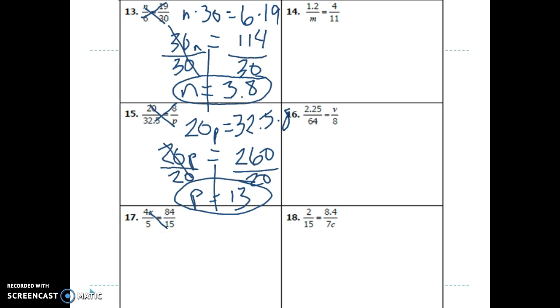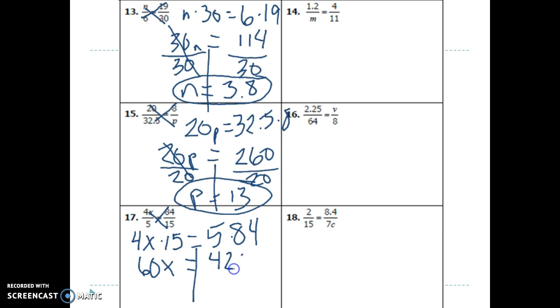17. Well, this time we don't just have x by itself. We have 4x times 15. And our other cross product is going to be equals 5 times 84. So there's not just x, that's okay. Those numbers are on the same side of the equal sign. So let's multiply. 4 times 15 is 60x. And on the other side, 5 times 84 is 420. So to get x by itself, divide that 60 to both sides.